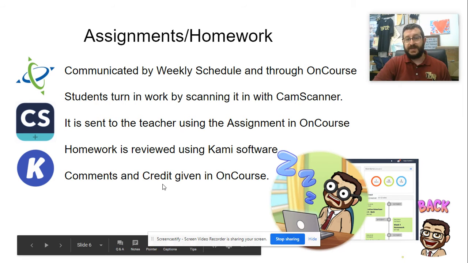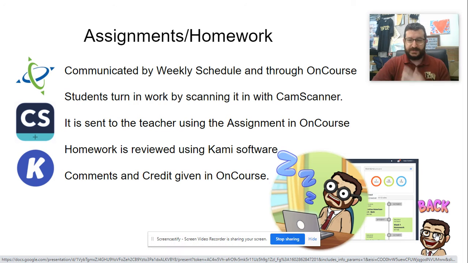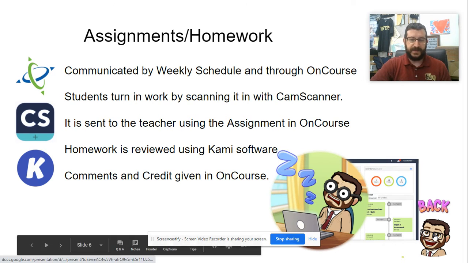When I make the comments, I give it credit. I grade it. It goes into their feed in OnCourse, which looks like something like this. Those are the things that are returned, the assignments that are returned recently, so that students should have an accurate understanding of where they are standing in their grades.